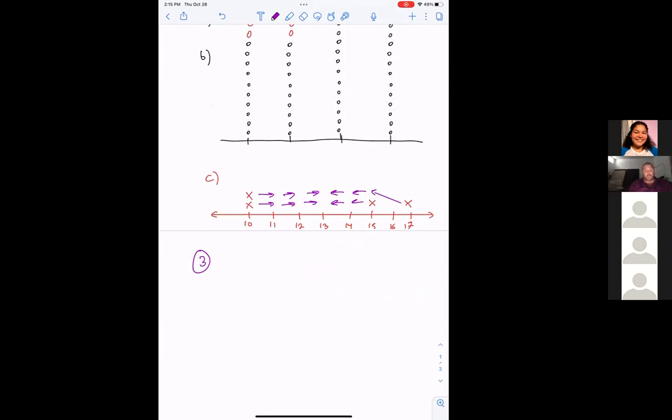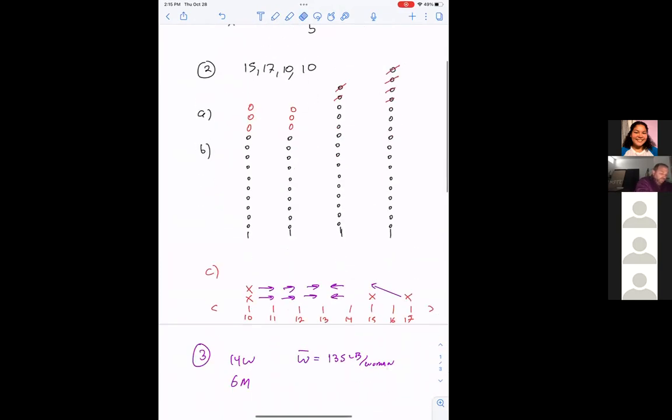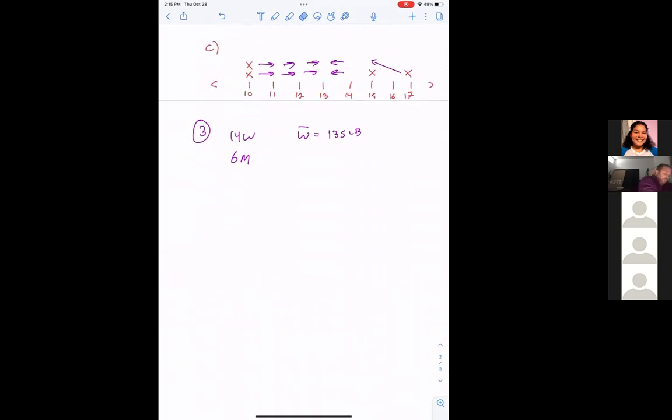Question 3, 14 women and 6 men are in an elevator. The mean weight of the women is 135 pounds, 135 pounds per woman on average. We'll say W bar equals 135 pounds. And the mean weight of the men is 193 pounds. What is the mean weight of all the people in the elevator?